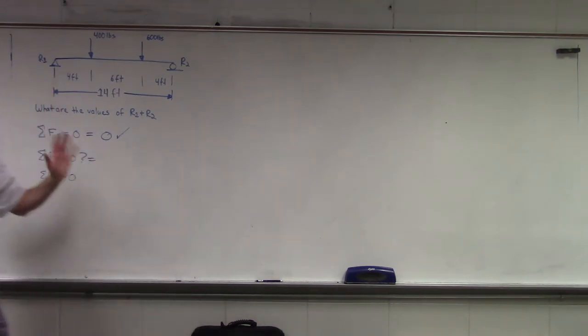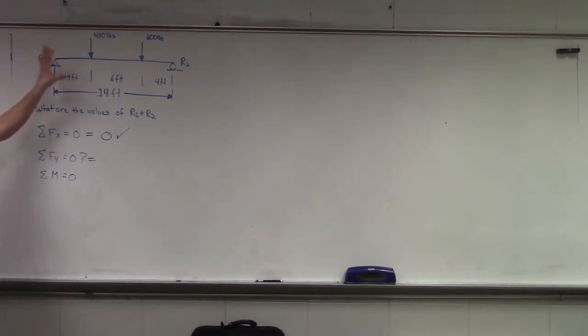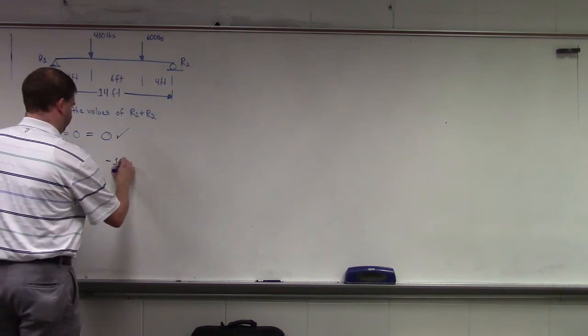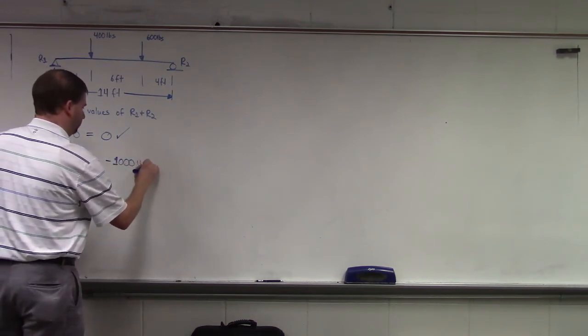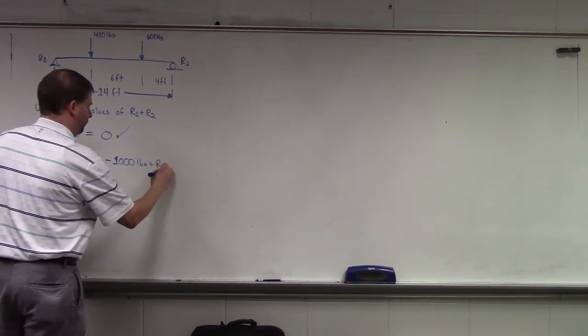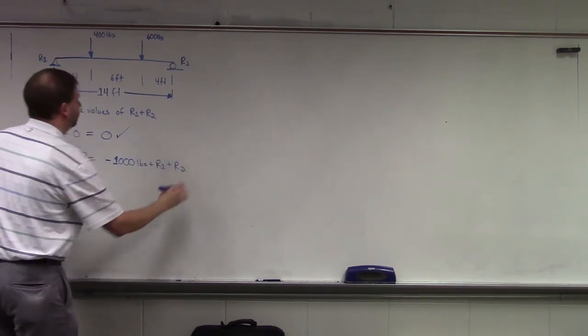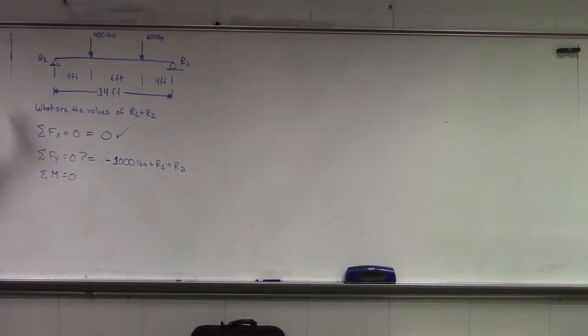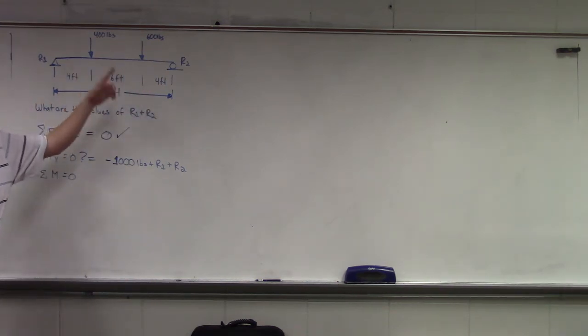When we deal with these, do we want to call forces in this direction positive or negative? Negative. We want to call them negative, okay? So we have minus 1,000 pounds, and then we have plus R1 and plus R2. Are we missing any forces? No. We've got everything, right? We've got our reactions, and we've got everything being applied to the bridge.